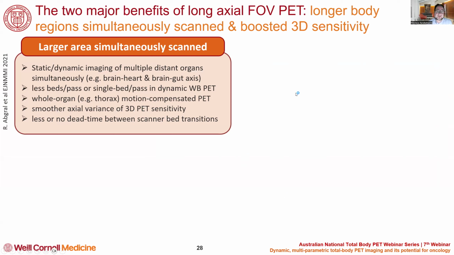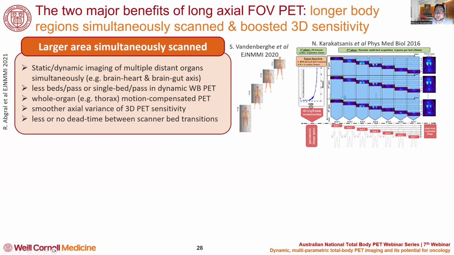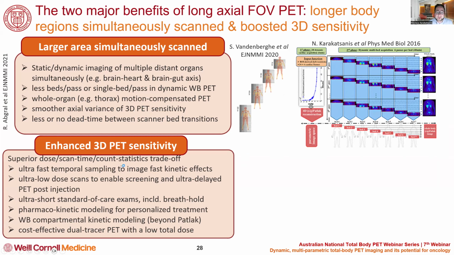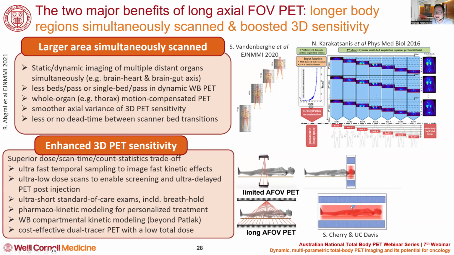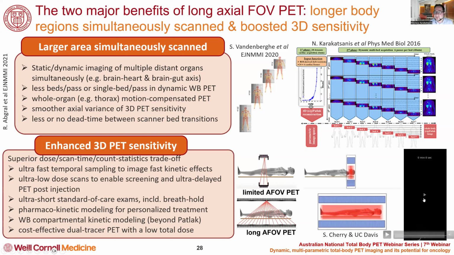The two main advantages of total body PET are, first, the larger area that can be scanned simultaneously, with obvious advantages for dynamic imaging, and also allowing us to obtain our dynamic protocol in a much faster way. And the second one is the enhanced 3D PET sensitivity because of the larger solid angle coverage. So you can see here that now we can obtain much higher sensitivity just because we have a larger solid angle coverage, and this allows us to obtain ultra fast acquisitions where we can actually see the route of the tracer in the body.